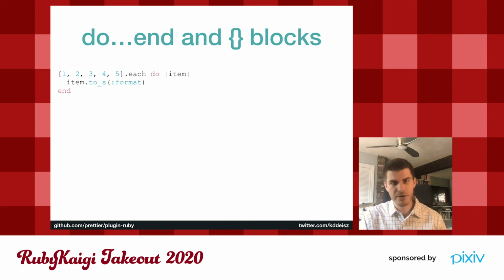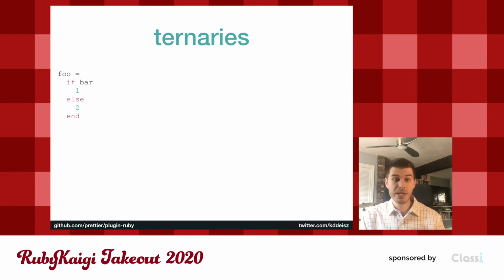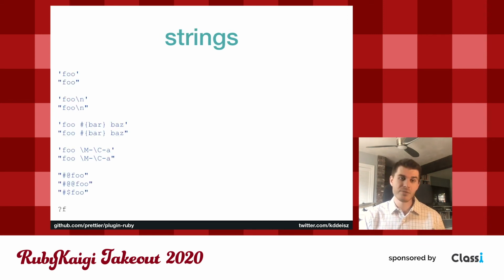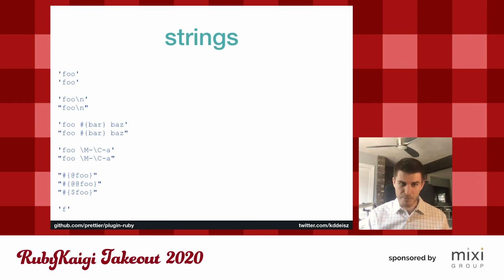Do end and brace blocks get converted if they can be, depending on operator precedence. Ternaries become automatic if you have simple if-elses. If you have anything complicated, it won't automatically do that transformation. Inline rescues become multi-line rescues, just to be a little more explicit. And strings. We're trying to be very careful with strings. If you have any escape sequences at all, we don't change the quotes. But if you have simple strings, we will go and change the quotes to be a little more consistent. We also, as you can see at the bottom of the slide, get rid of any kind of dirty interpolation and automatically use the pound and braces.